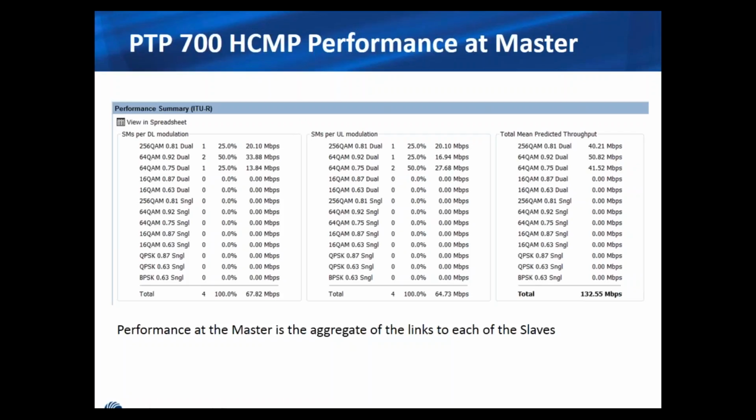On the access point page, the performance summary section shows how many slaves are using each modulation mode in each direction and shows the aggregate data rate at the master of the links to all slaves. Where there are multiple slaves on the same modulation mode, the data rate to each slave will be the total shown divided by the number of slaves in that mode.